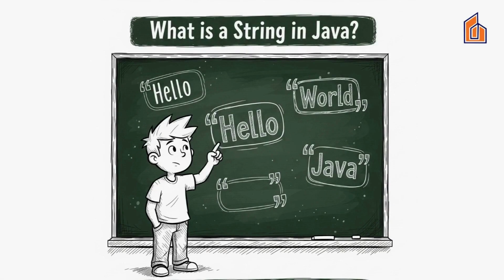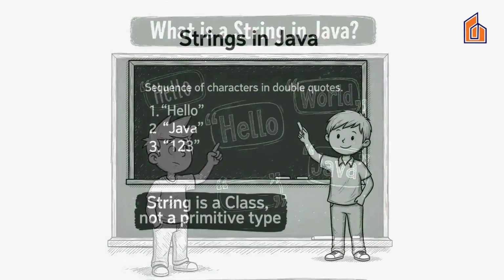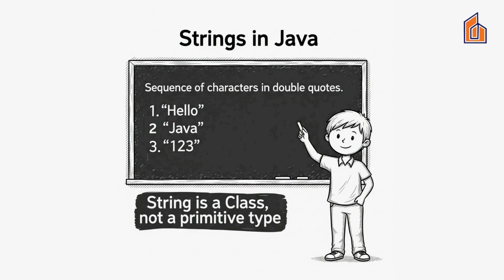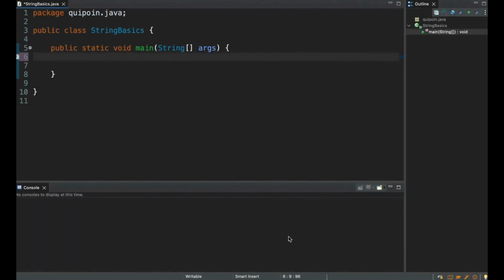So what is a string in Java? A string is a sequence of characters enclosed in double quotes. Example, "Hello", "Java", "123". In Java, String is actually a class, not a primitive type. Now, let's see some code to understand it better. Let's see how to declare strings.